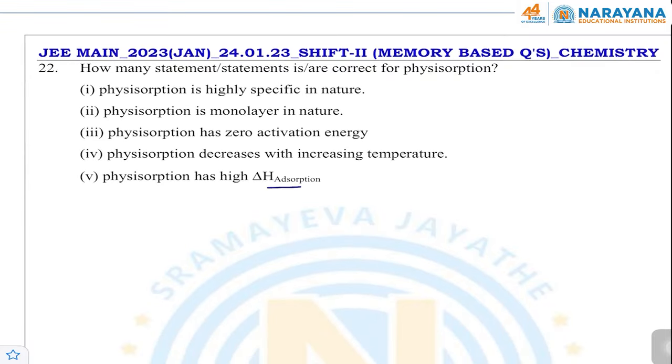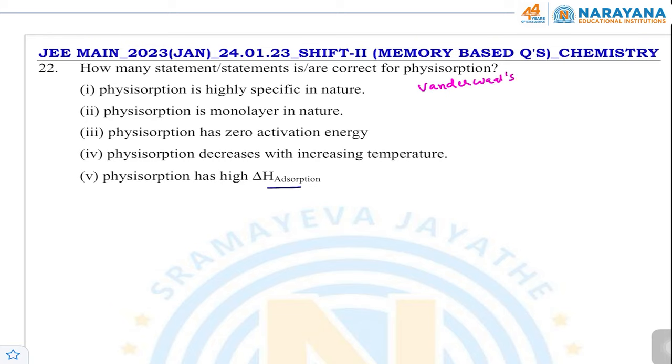Now this is a question based on physisorption. Again directly an NCERT statement. Physisorption is highly non-specific in nature. This is wrong, because between the adsorbent and adsorbate there are only van der Waals forces of attraction.